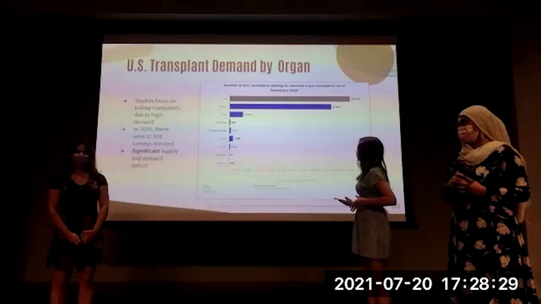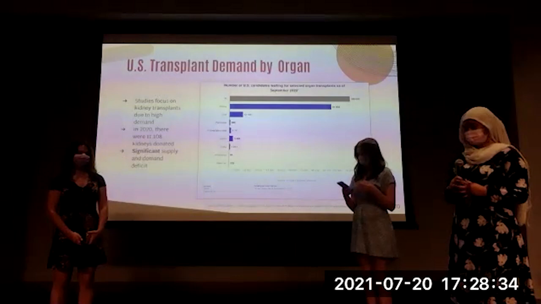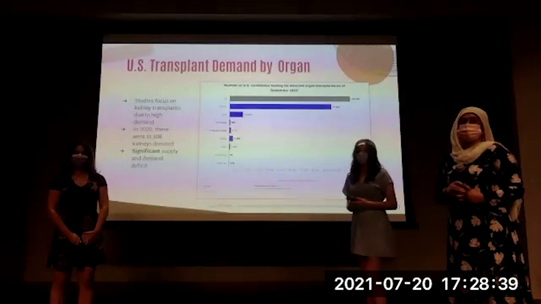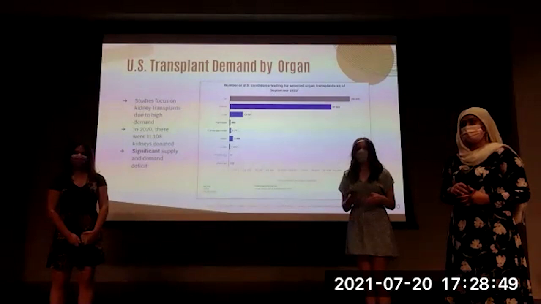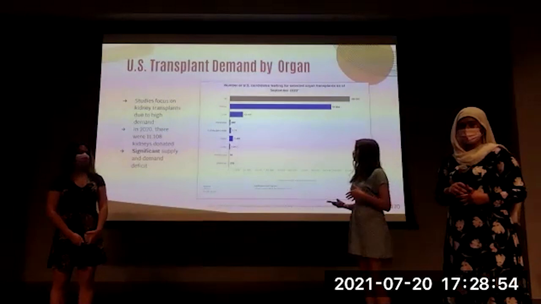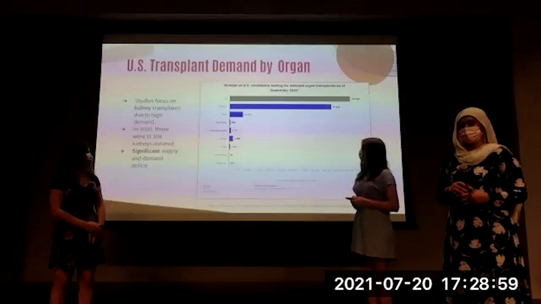All right, so we began by examining U.S. transplant demand by organ, and we found that kidneys were most significant and in highest demand, with 91,834 individuals on the transplant waiting list for a kidney in September 2020. But with further research, we found that in 2020, there were only 11,108 kidneys donated in the entire year, meaning there's a significant supply and demand deficit in the organ donation and transplantation system.